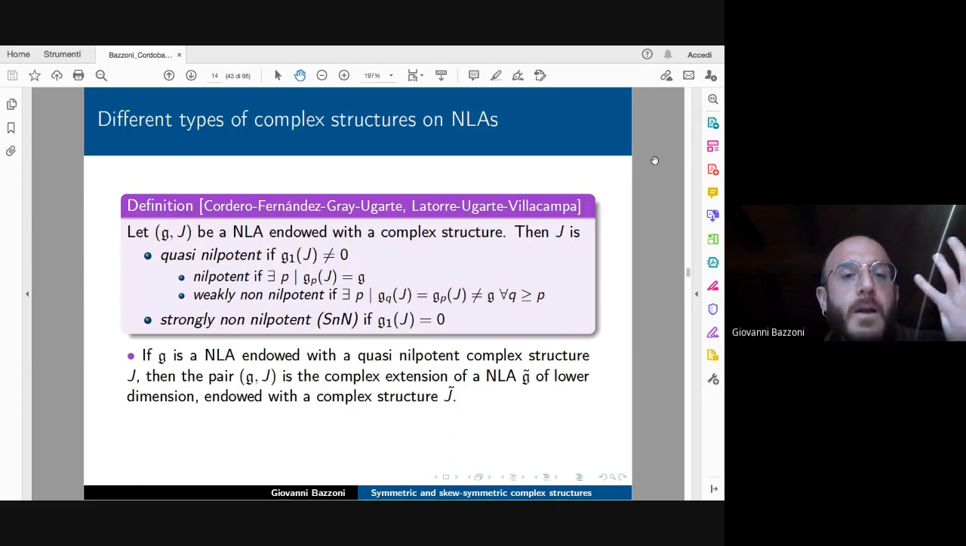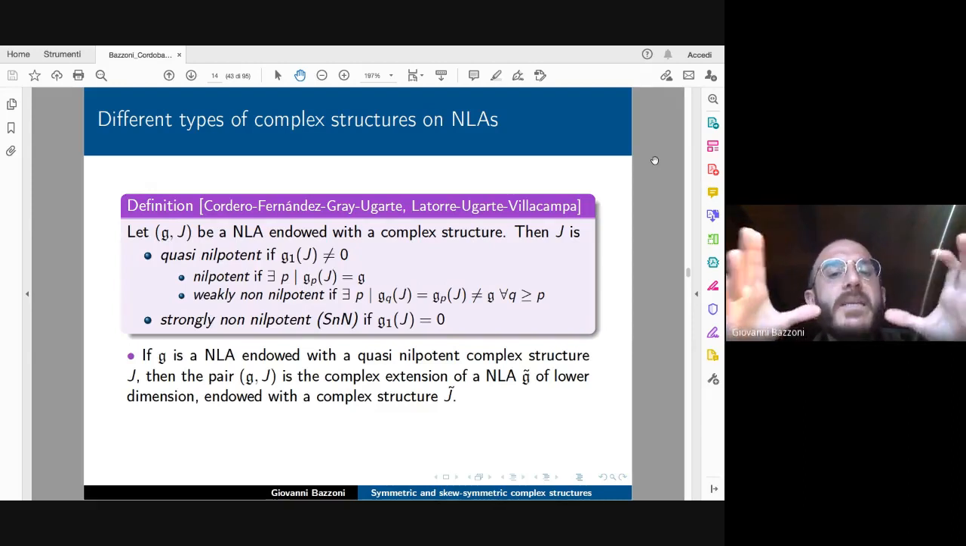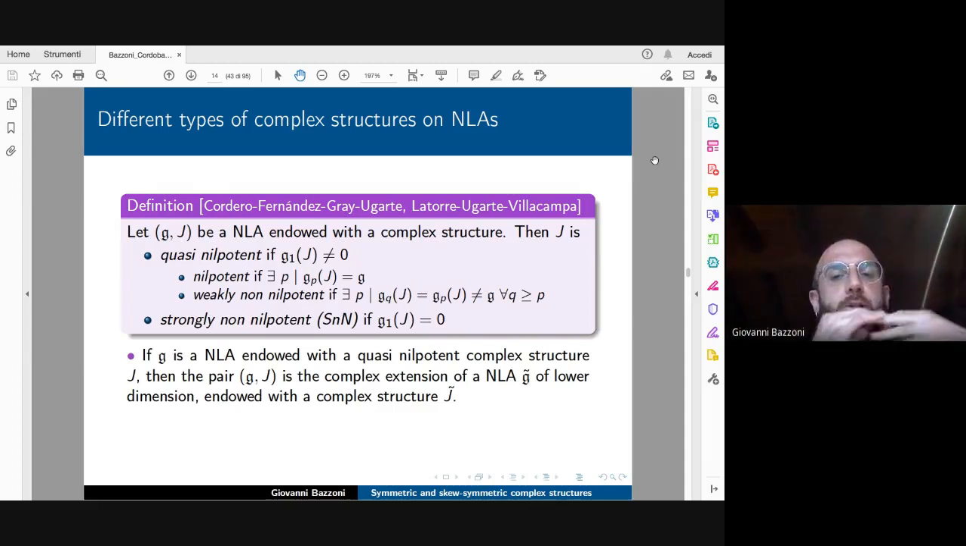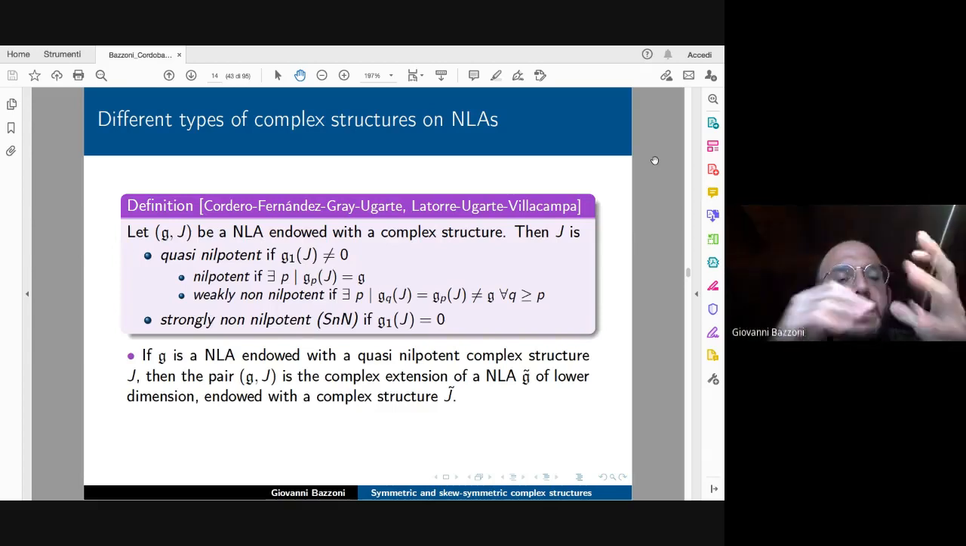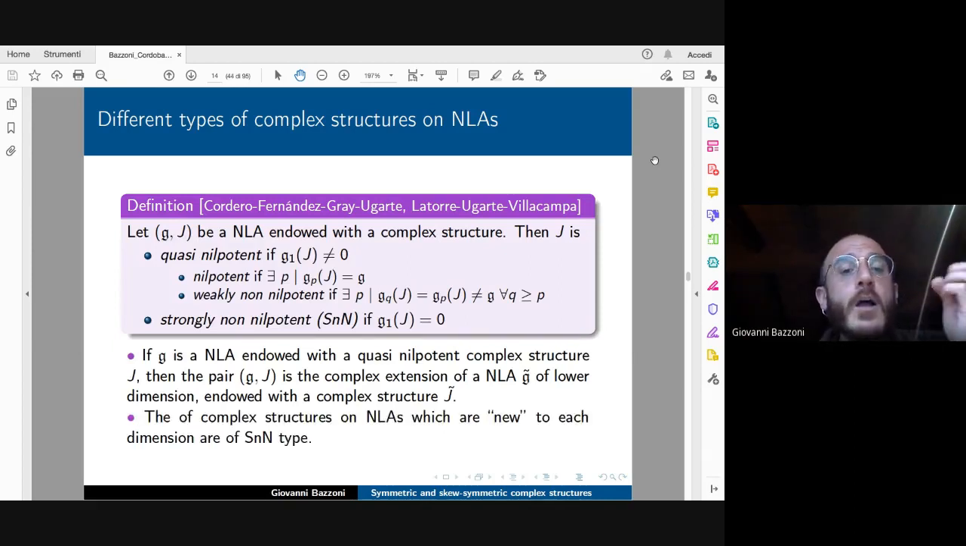And what is very relevant is that if you have a nilpotent Lie algebra with a quasi-nilpotent complex structure J, then there is a construction which tells you that this pair G, J is actually, I don't want to enter into details, some kind of complex extension of a nilpotent Lie algebra G tilde of lower dimension with a complex structure J tilde. So basically, G, J is some kind of extension of G tilde, J tilde. Whereas the complex structures, there is a typo here, which are new to each dimension are exactly those of strongly non-nilpotent type, okay?